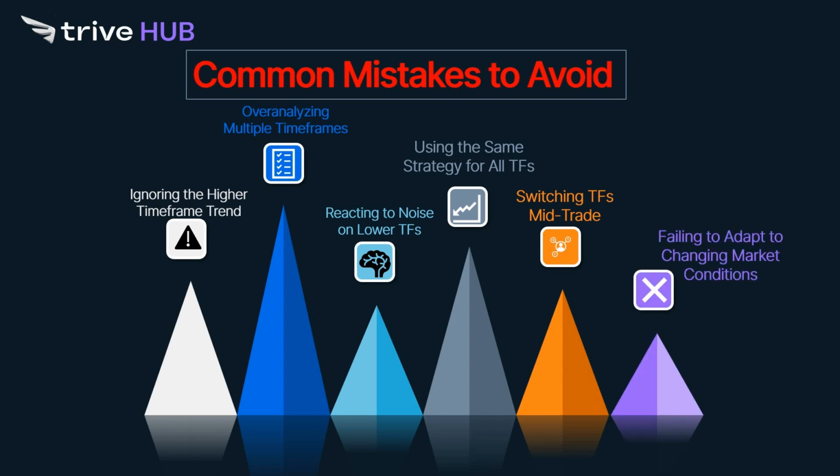The last one is failing to adapt to changing market conditions. You need to be aware of current trends and changes in those trends. The trend can change and you need to adapt accordingly. You need to change some parameters in your strategy also, and you need to adjust your risk to reward ratio according to changing market conditions. If you are failing to do that, then you might have a losing trade in your hand. Alright, so you need to be flexible around changing market conditions while using multiple time frames.